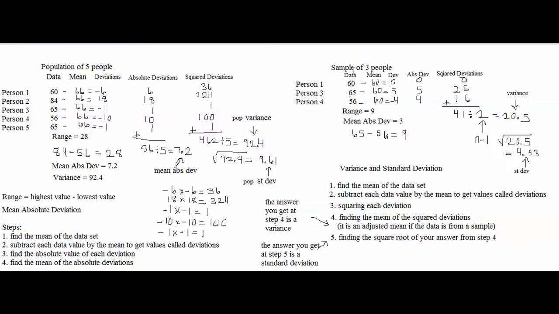And if you have data from a sample and you do use this adjustment in step 4, your answer right here would be called a sample variance. And when you find the square root of the sample variance, your answer is called a sample standard deviation. So it's just a more specific way of describing these values. One reason why they use different words is because these values right here are calculated with a population, and these values are calculated with a sample. And another reason is because these values right here are calculated with a slightly different formula than these values over here.